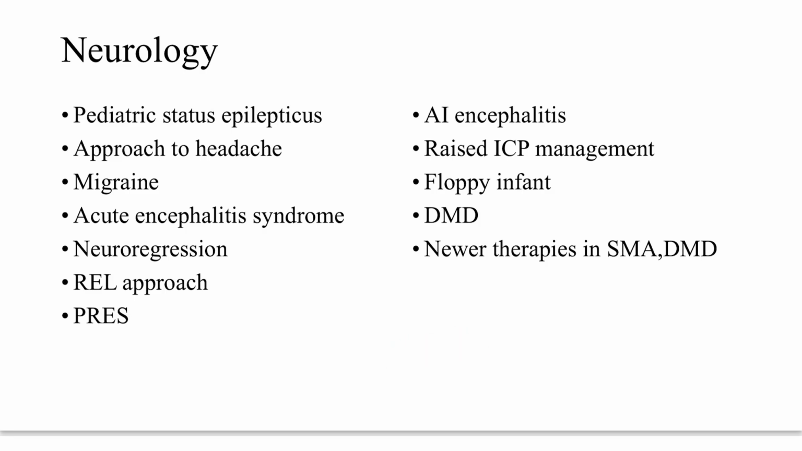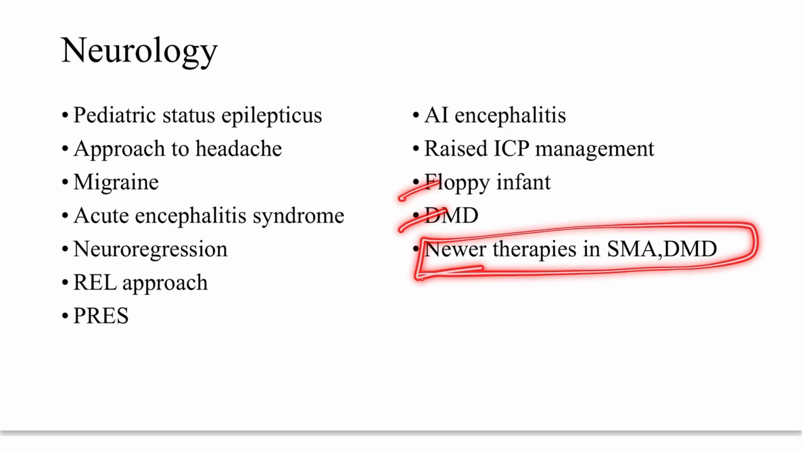Okay, then acute encephalitis syndrome, autoimmune encephalitis, approach to neuroregression, ring enhancing lesion if it is there. You see, how will you differentiate between a neurocysticercosis versus a tuberculoma? Please read, pa. Somehow I feel this can come. Okay, then floppy infant, DMD, and newer therapies for SMA and DMD you should know.